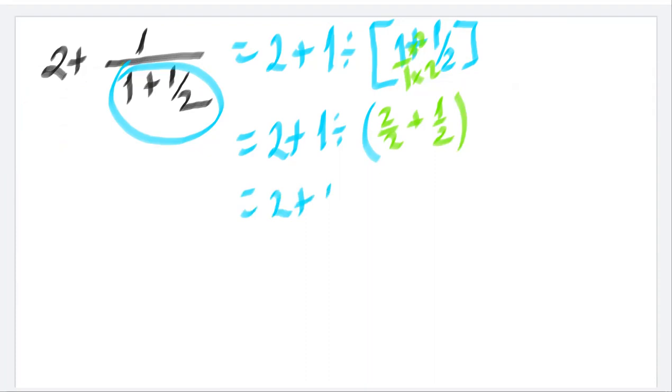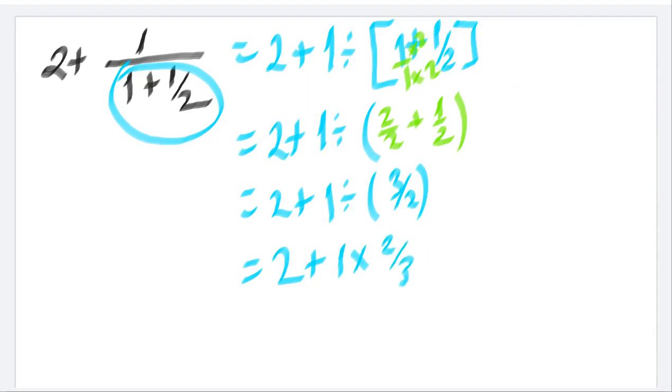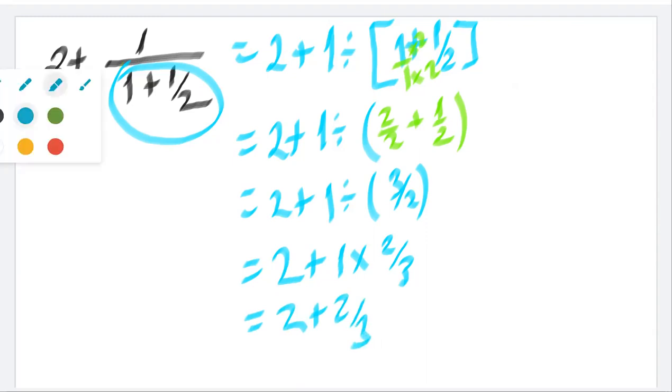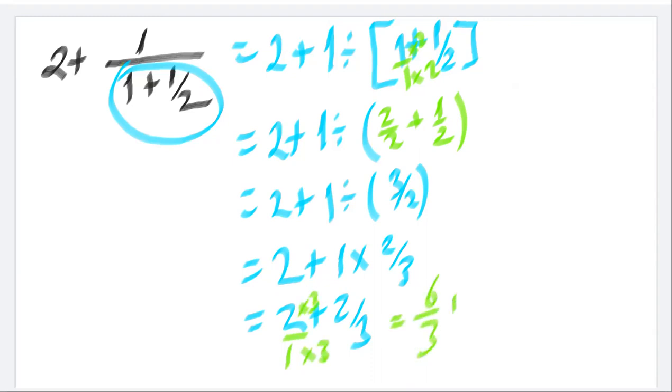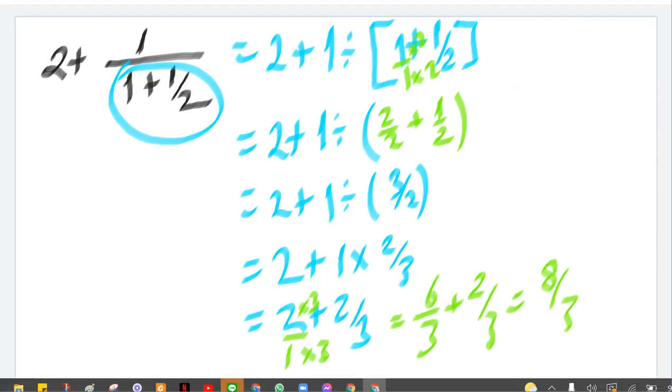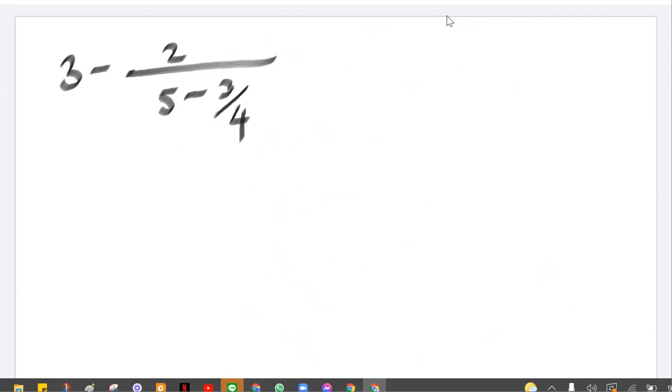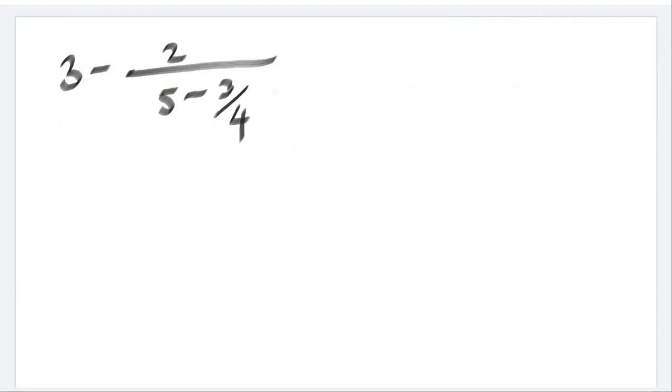So what we get is 2 plus 1 divided by 3 over 2. Now we know that division is first, and division means change into multiplication and reverse the second. So it is 2 plus 2 over 3. Now to continue, let's change the first one into a fraction and make the bottoms equal. Then you will get 6 over 3 plus 2 over 3, and the result will be 8 over 3. So we cannot simplify anymore. This is all.